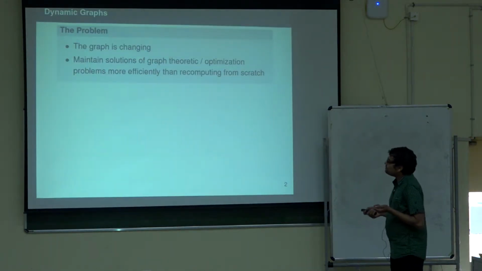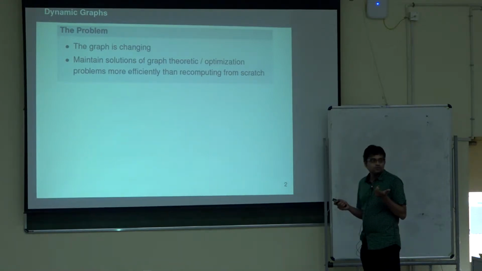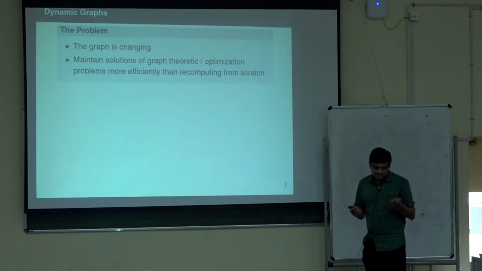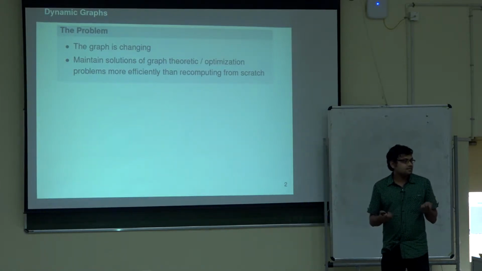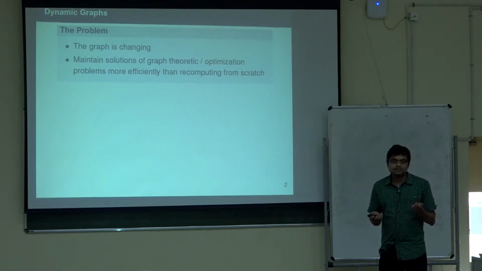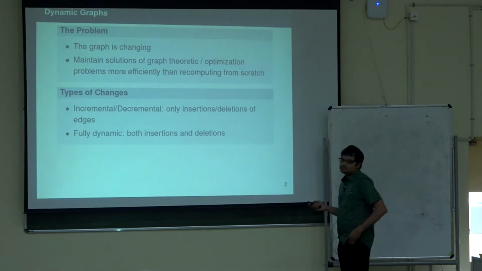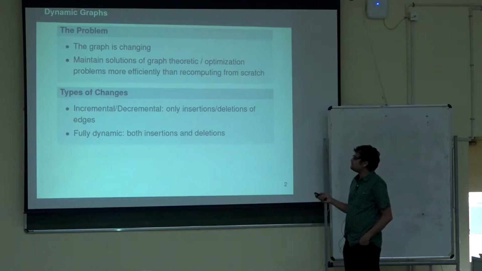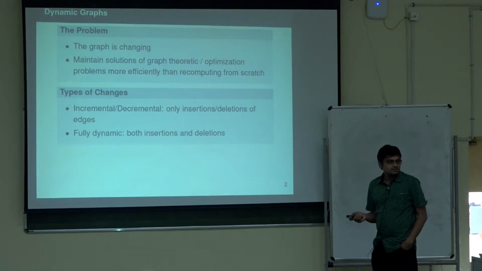Okay, and you have to maintain some solution of a graph theoretic or optimization problem more efficiently than recomputing from scratch. So we can always, after each update step, recompute from scratch. Okay, so we want to do something better than that. And what are the types of changes? Well, it's called incremental if only insertions are allowed, decremental if only deletions of edges are allowed, or fully dynamic if both insertions and deletions are allowed.